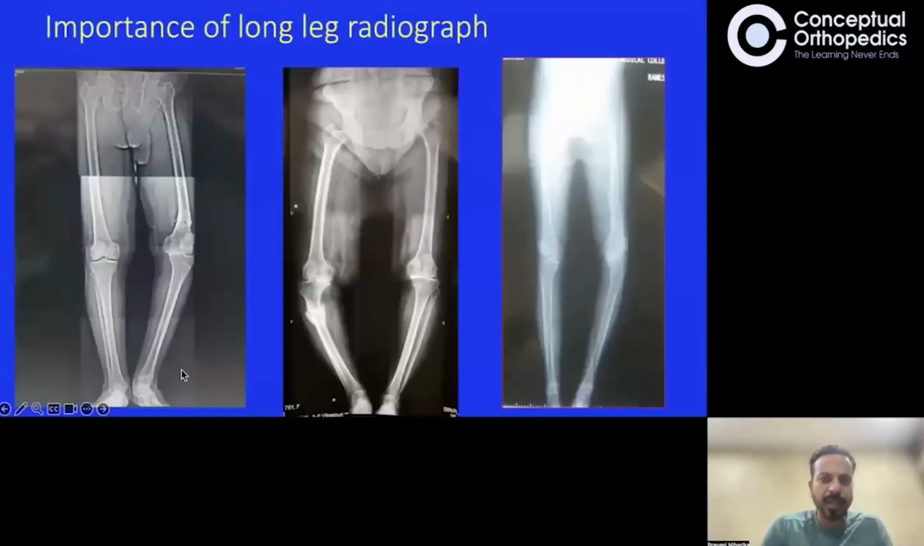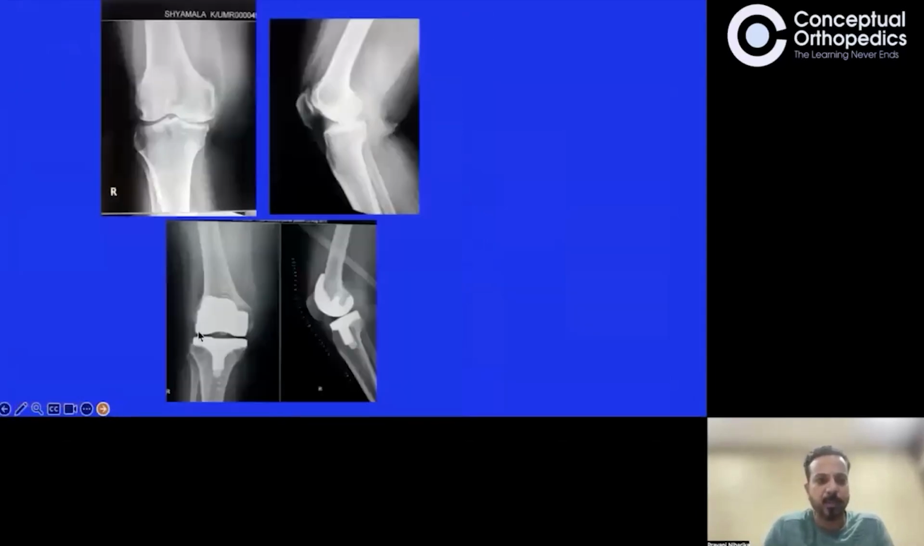It is important to get a long leg radiograph in all these cases in order to look at the location of extra-articular deformity, if any, and also to see what is the mechanical axis deviation, whether the deformity is in the femur, whether it's in the tibia, or whether it is both in the tibia and femur.